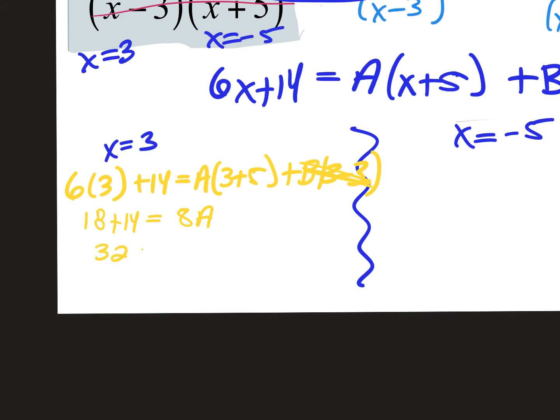32 equals 8a. And then do what? Divide both sides by 8. A equals 4. So a equals 4.